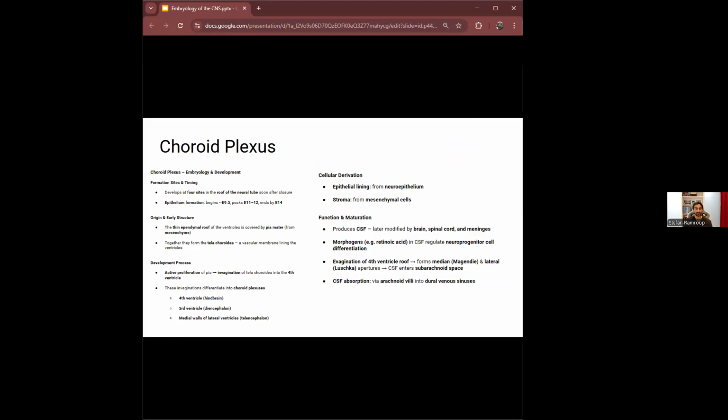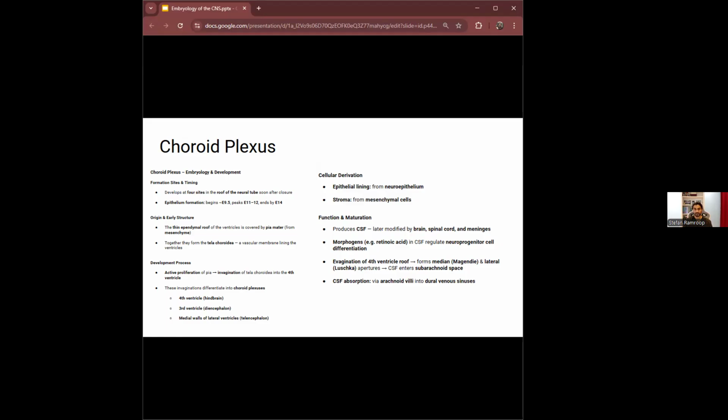The choroid plexus begins developing very early, right after neural tube closure, at 4 distinct sites along the roof of the neural tube. Around day 9.5, the epithelium begins forming, and that peaks by about day 11 to 12, and it's going to complete by day 14. Structurally, the thin ependymal roof of the ventricles becomes covered externally by pia mater, which originates from mesenchymal tissue, and together these layers form the tela choroidea, which is a vascular membrane that lines the ventricular roof. With the active proliferation of the pia mater, the tela choroidea will start to invaginate into the fourth ventricle, and these folds will later differentiate into the choroid plexus.